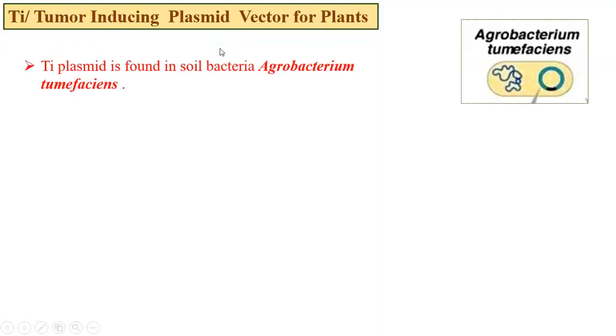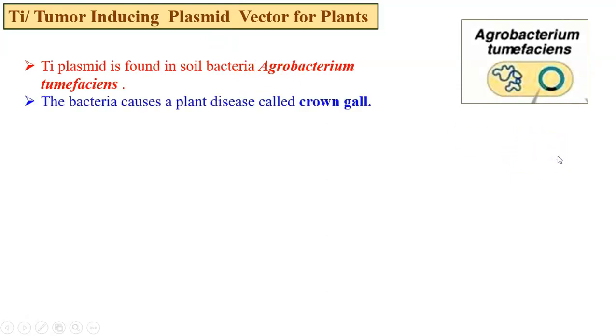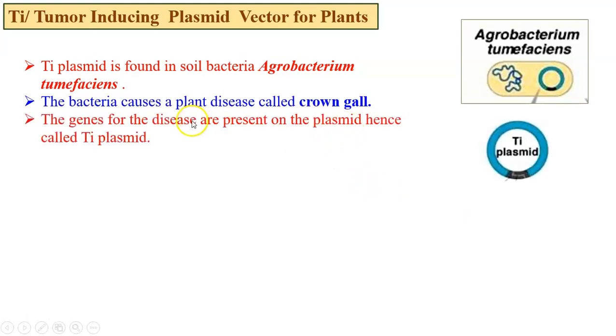Now we are going to understand another plasmid vector which is commonly used in plants, and that is the TI plasmid vector, the tumor inducing plasmid vector. This is found in the bacteria Agrobacterium tumefaciens. The bacteria causes a plant disease called crown gall, and the gene which is responsible for that disease is present in the plasmid, and therefore this plasmid is called TI plasmid.